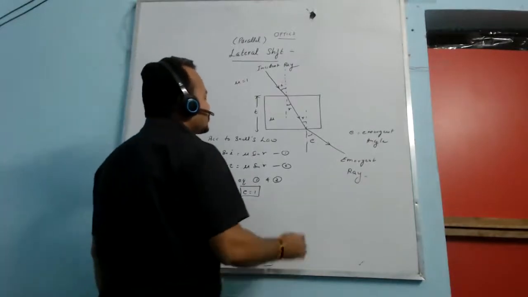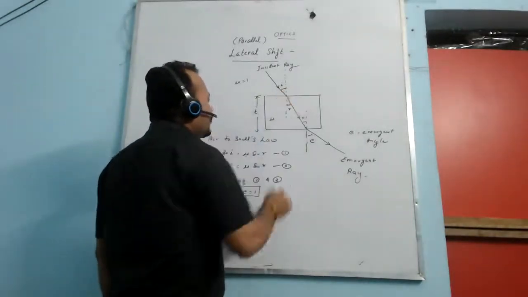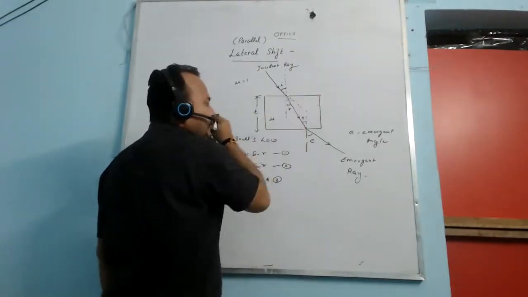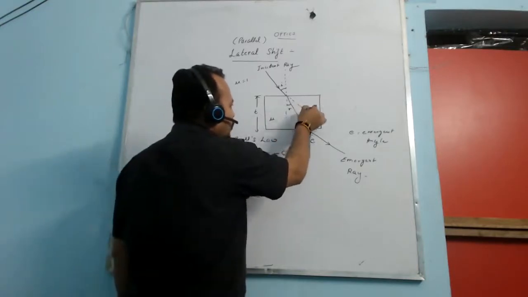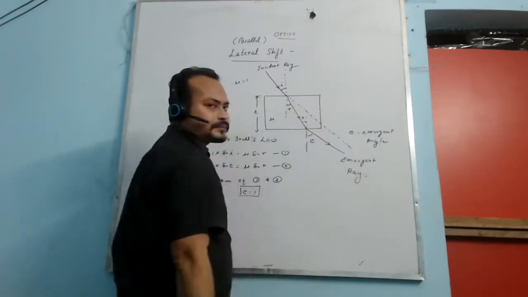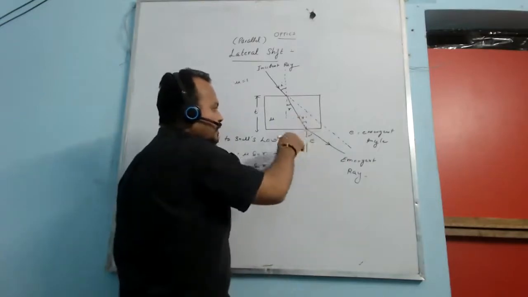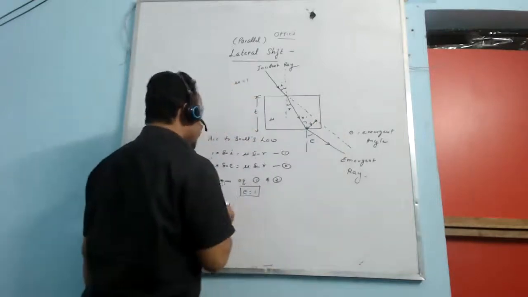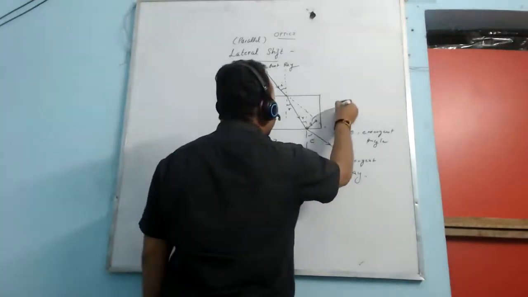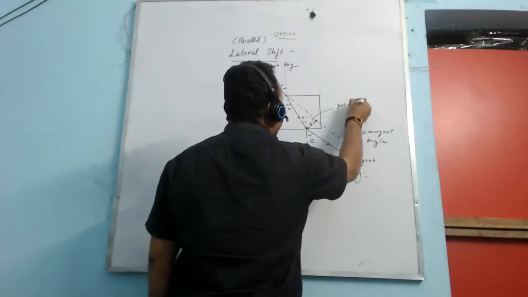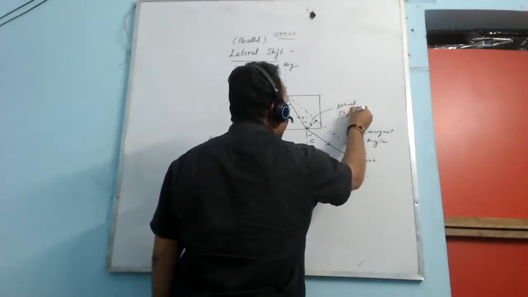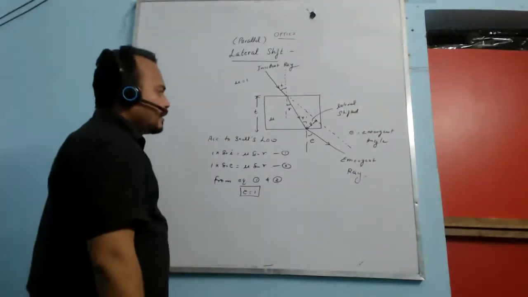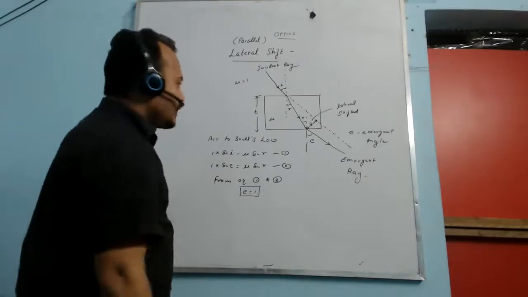So the glass slab does not deviate the light, it only shifts the light ray. If there were no glass slab, the light would go like this, and it is shifted downwards. This distance is called L, and this L is called the lateral shift. Light is laterally shifted, or we can say parallelly shifted, and we have to calculate this L. We want to derive the formula of this lateral shift.